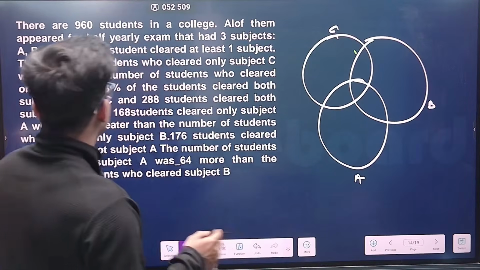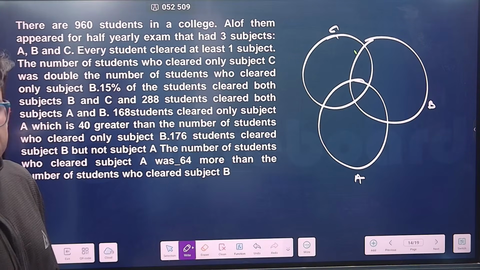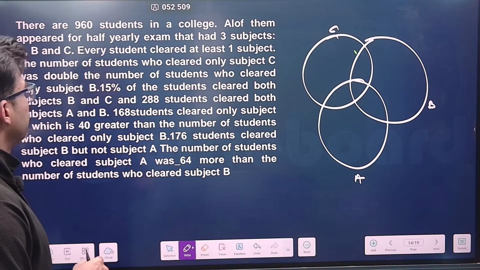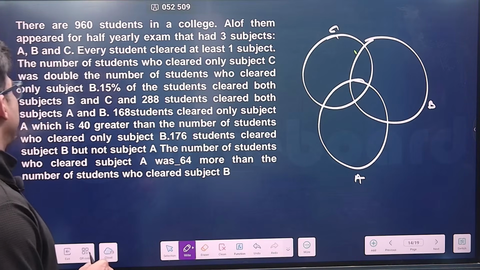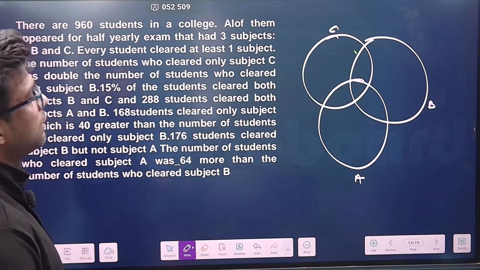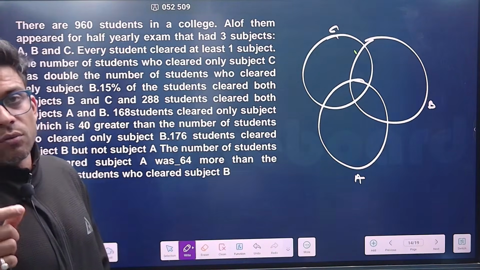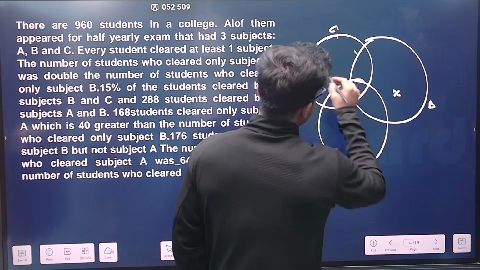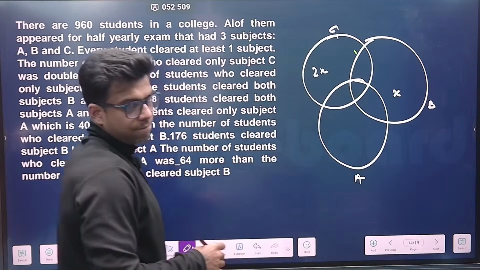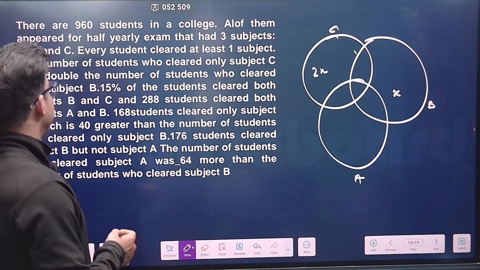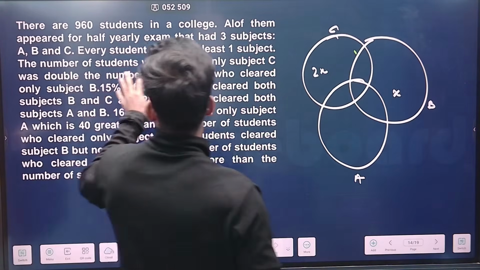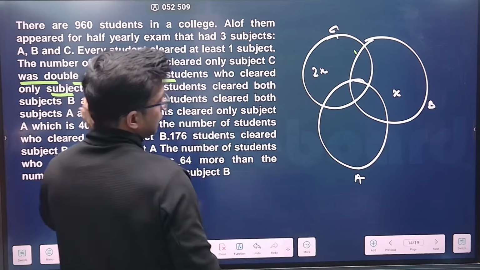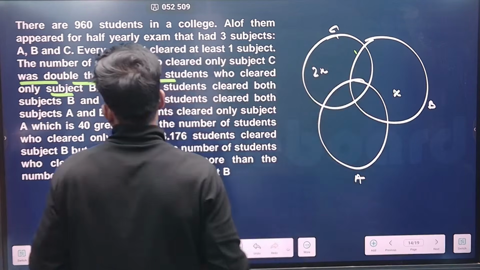Point number 1: if there is availability of confirmed data, then write down the confirmed data, because that is also important. For example, the number of students who cleared only subject C was double the number of students who cleared only subject B. So now see, the logic should be what? If only B is x, then only C should be 2x, right? You will apply this kind of logic, because it is written that the number of students who cleared only subject C was double the number who cleared only subject B.